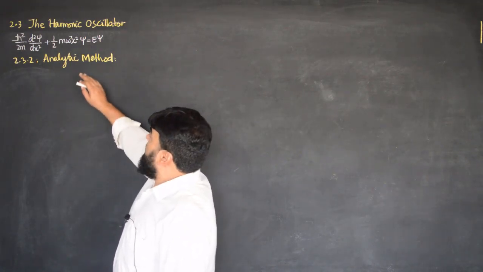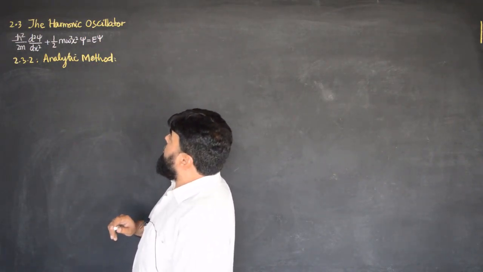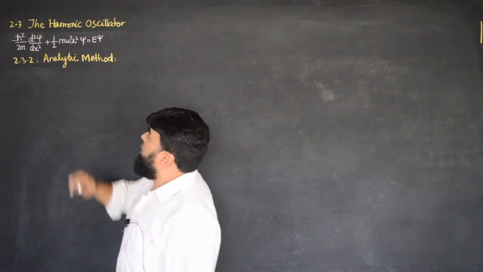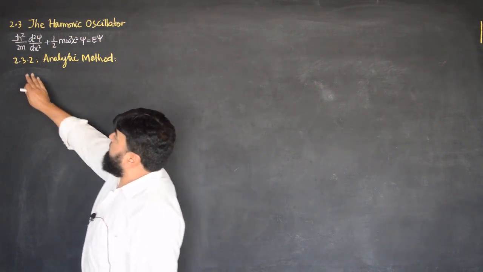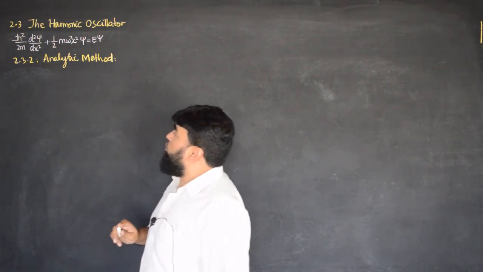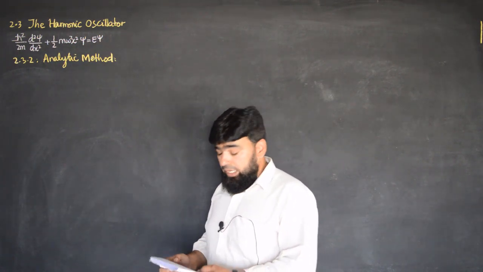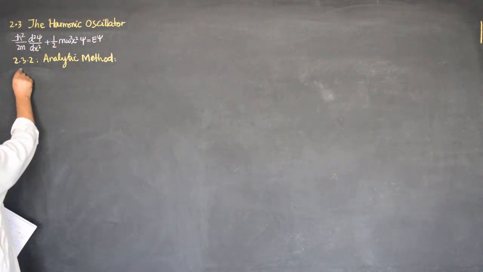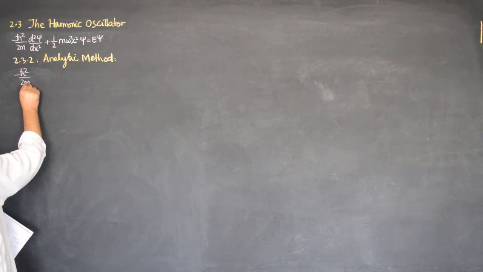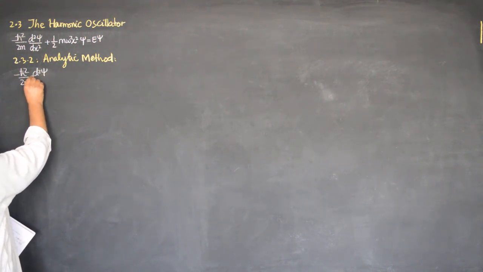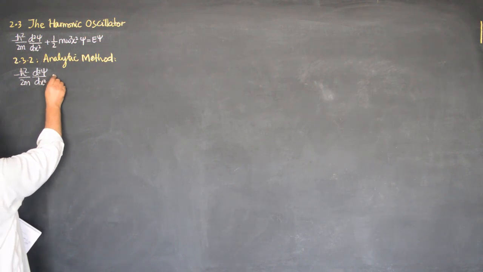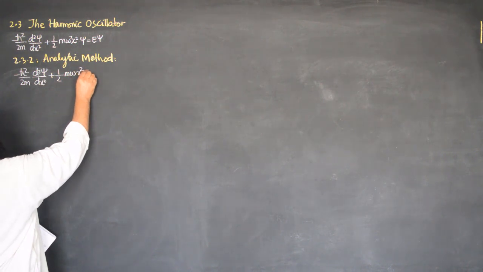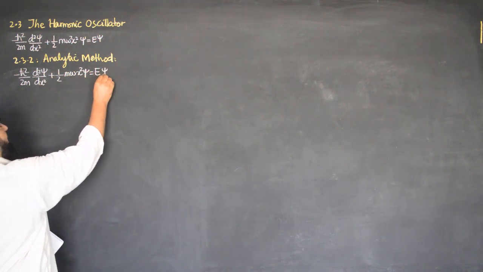In this lecture, we will start with the harmonic oscillator, again with the Schrödinger wave equation and with the same potential. We will now try to solve in section 2.3.2 with the analytic method. So the analytic method, let me start here: minus h bar squared over 2m d²ψ/dx² plus half m omega x squared ψ equals Eψ.